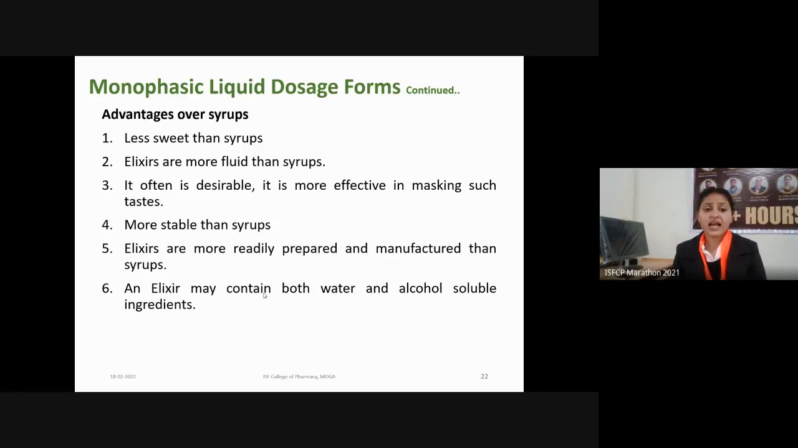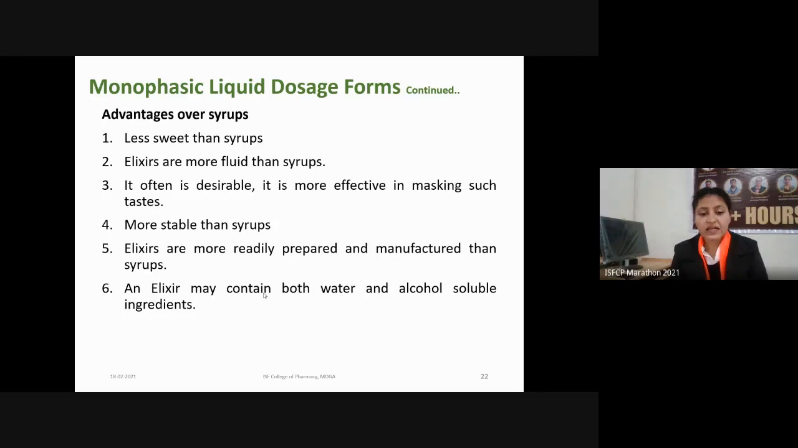Elixirs are more stable than syrups because they are not that concentrated, and because we use alcohol in the preparation of elixirs. The alcohol present in the elixirs itself acts as a stabilizer and a preservative. That is the reason elixirs are more stable than syrups.